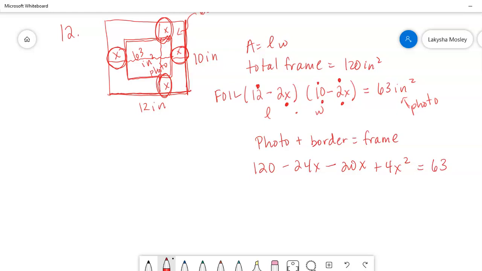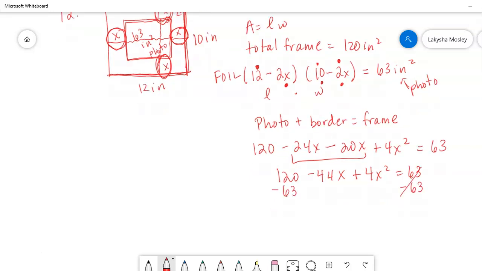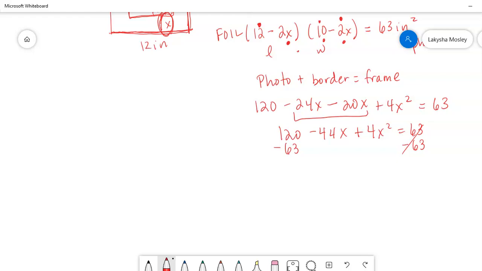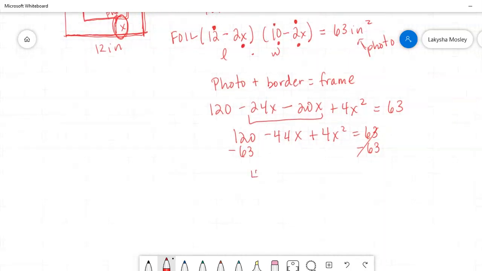Okay, now I'm going to combine these two, and I get 120 minus 44x. And then I have that 4x squared equal to 63. And again, I want to get it in standard form. So now I'm going to subtract away the 63 from both sides. And I'm going to rearrange this so it looks like it's in standard form. So 4x squared minus 44x.